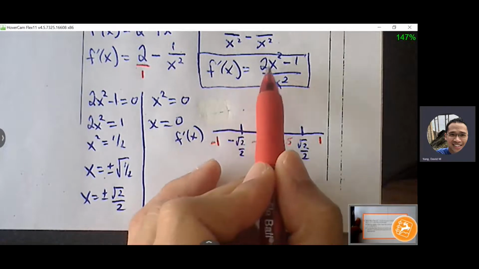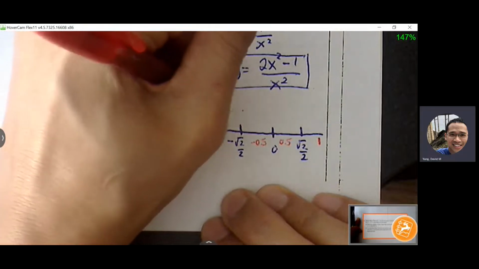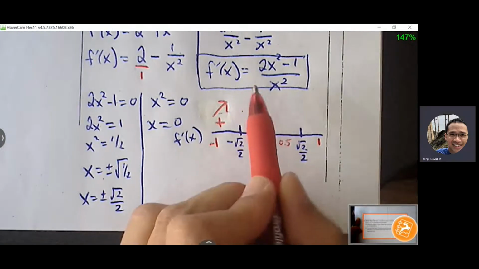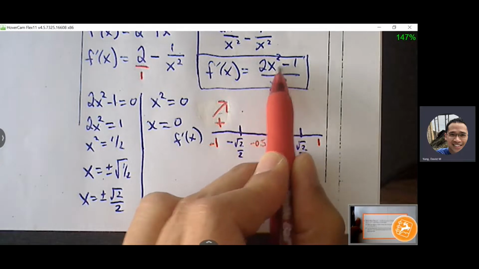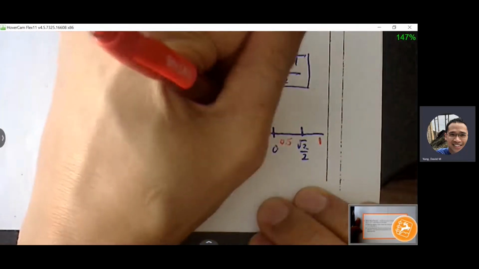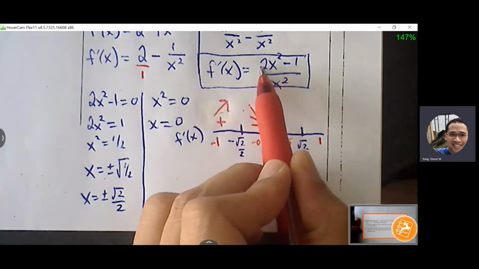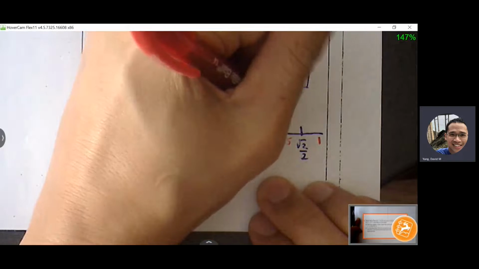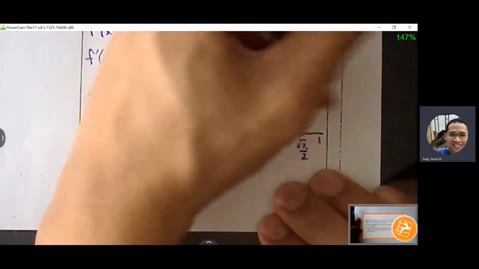So for -1, I'll get 2 minus 1 over 1, which is positive. My graph is going to be increasing in that interval. For negative 1/2, 2 times 1/2 squared is 2 times 1/4. That's 1/2 minus 1. That's negative over a positive, which is a negative. I put 1/2 in for x. I'm also going to get 2 times 1/4. That's 1/2 minus 1. That's negative over positive, which is still negative. And then finally, to the right of root 2 over 2, I can choose 1, plug 1 in, positive over positive.